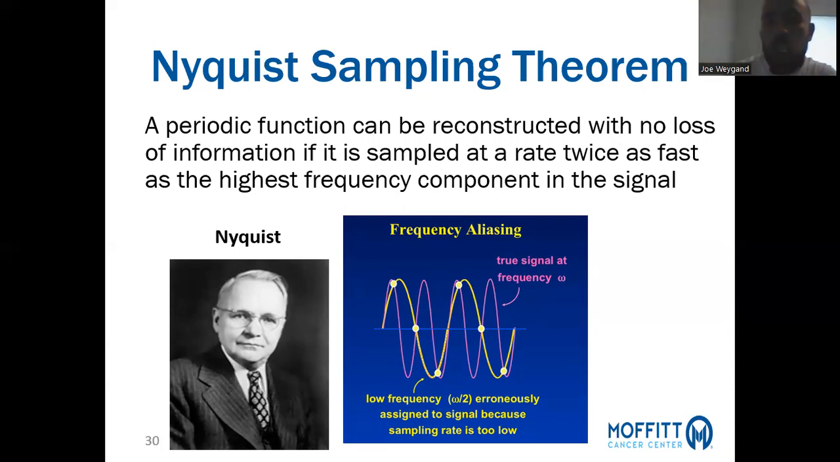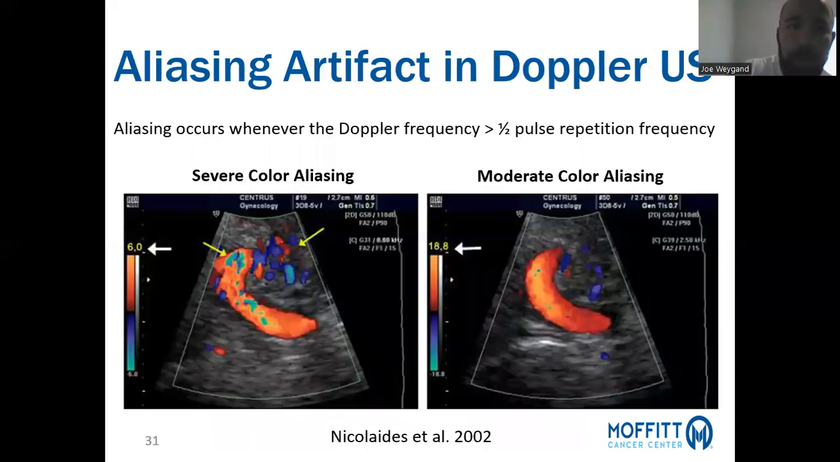However, if you go at a lower sampling frequency, as shown by these white dots, you would not be able to reconstruct the wave. Instead, you would erroneously think that the wave looks like the yellow wave, right? So we're actually losing information if we're not sampling sufficiently finely. This shows up in Doppler ultrasound, as can be seen on the left, where you have this severe color aliasing. And this aliasing occurs whenever the Doppler frequency is greater than 1/2 the pulse repetition frequency.